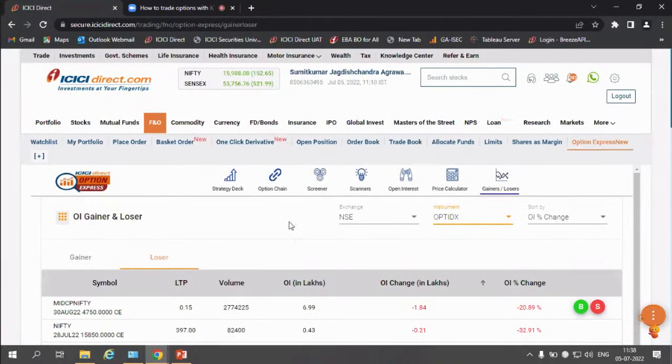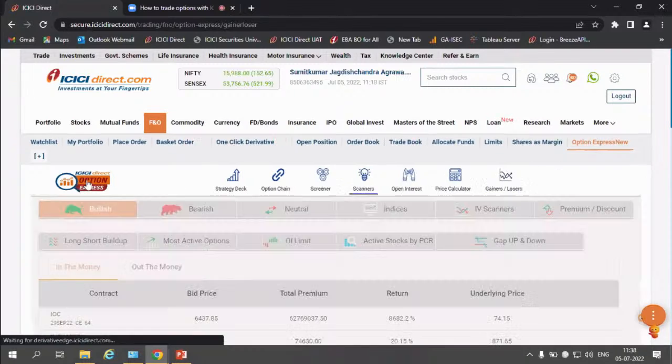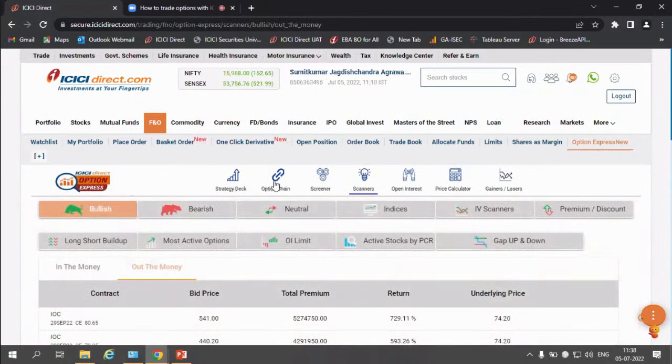So I think that's it for both part one and part two, because we have covered a lot of ground on the Option Express, right from strategy deck, option chain, screeners, scanners, open interest, price calculators. I think I have covered all the information in detail, and I've given you some explanation about how to make use of it. You can design your own strategies based on that.